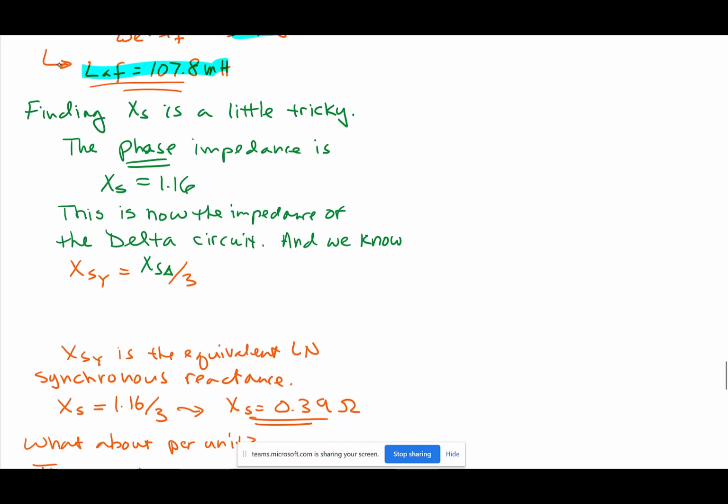the synchronous reactance, and it's a little bit tricky. What I want you to recall here is, and this is going back and applying what you learned at the very beginning of the class between delta windings and Y windings, we have a phase impedance. It is a phase impedance. It's 1.16. That's what we found there. If we connect the phase impedance into a delta circuit, then the phase impedance becomes the delta impedance.